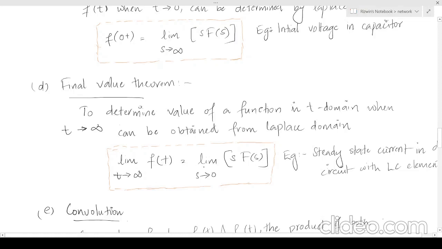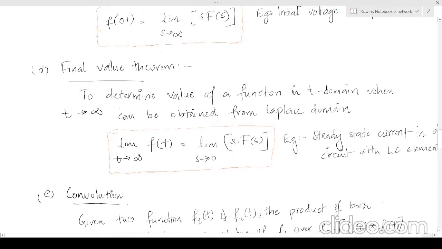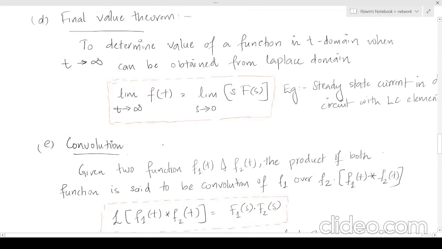Suppose we have the equation in the s domain, just multiply with s and apply the limit s tends to 0, and you will obtain the value of that function f of t when t equal to infinity. That's all about the final value theorem. So the initial value theorem and final value theorem are an easy way to determine the value of the function in the time domain when you have the function in the s domain.